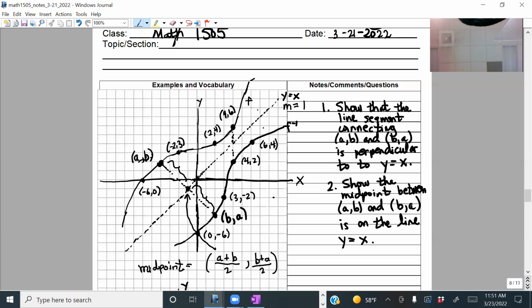First, what's the slope of this line, though? That's so easy. What's the slope of the line y equals x? 1, there it is. So it has slope 1. Now I just have to calculate the slope of this line. What do I want it to turn out to be? Because I want these to be perpendicular. So what would I want that slope to be? -1, exactly. Let's see if this slope turns out to be -1.